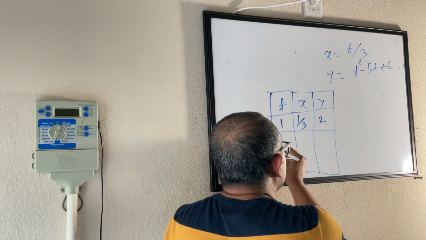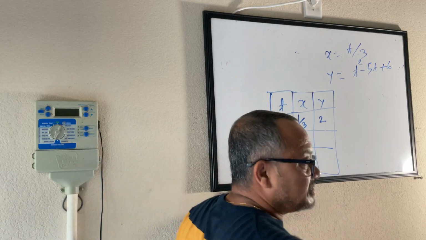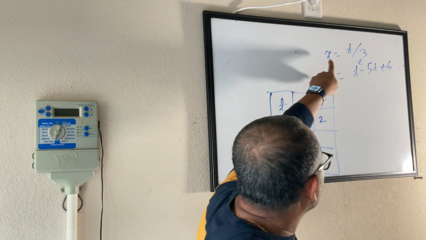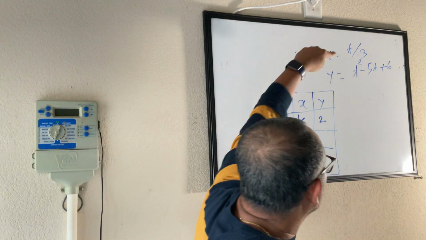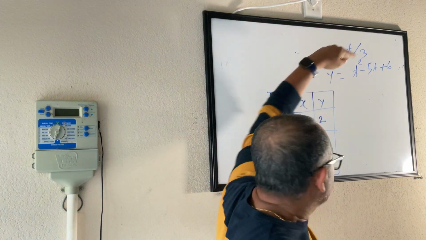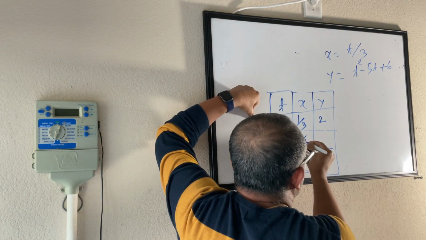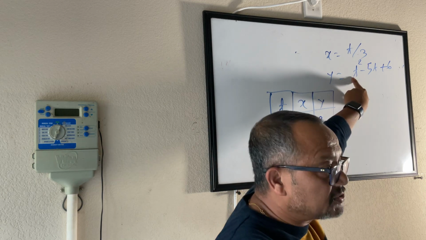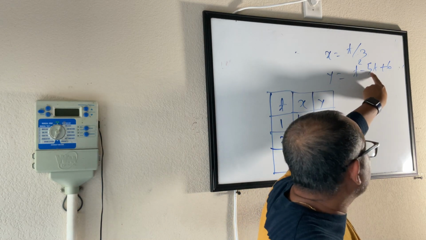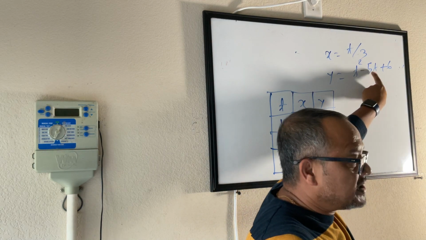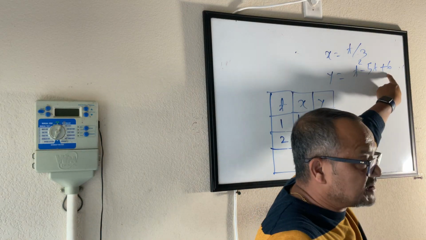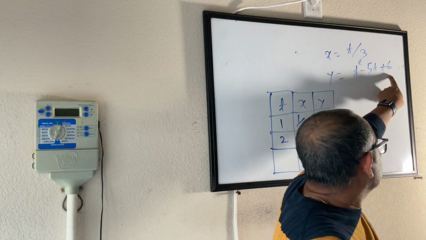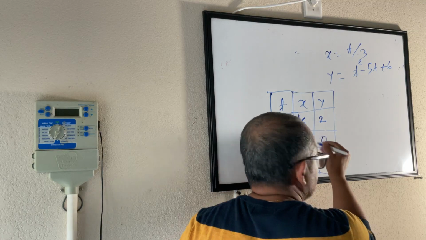And you will say, okay, when t is 2, you will find out the corresponding value of x and y again. Put t equal to 2, that will be 2 over 3. And t is 2, 2 squared is 4, minus 5 times 2 is 10. 4 minus 10 plus 6. So 4 plus 6 is 10 and minus 10. This becomes 0.